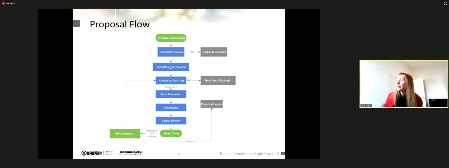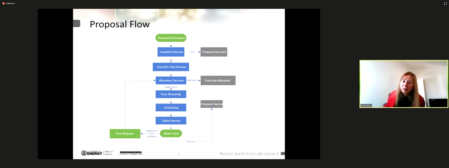Once it passes feasibility review, it goes on to scientific peer review. So we have 6 proposal review panels, all specializing in different technique areas and scientific areas, and the proposal gets assigned to a proposal review panel, and it gets reviewed and scored, and then the best scored proposals are the ones that get time. So they all get scores. An allocation decision gets made based on whether it's a good score or not a good score. If it's not a good score, you're not going to get beam time, obviously. If it has a good score above the cutoff, you're going to get allocated beam time.